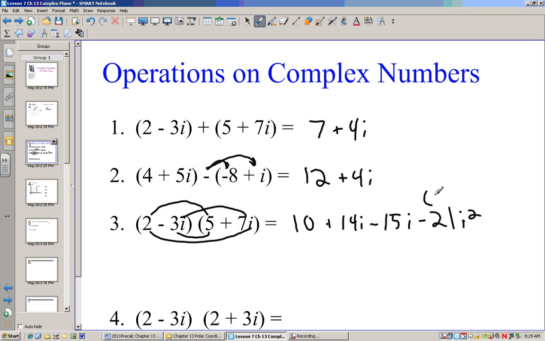So plus 21 and a 10 make 31. If we combine the i's, we'll have minus 1i, or minus i.